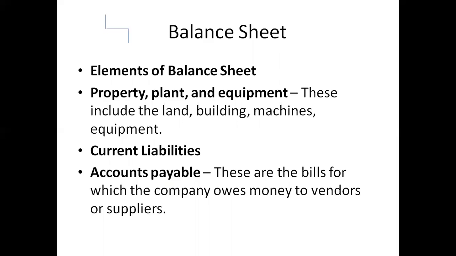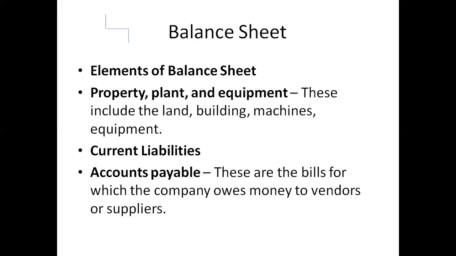Property, land, and equipment. Property and land means the land on which the factory is situated. Building, fixed assets means the building on which the particular office is situated, or building in which the factory is situated. We have machines, capital in nature, the machines which produce the particular items which the company trades in, and so on. Then we also have current liabilities.